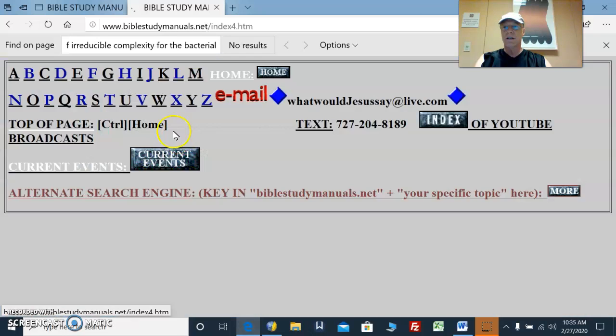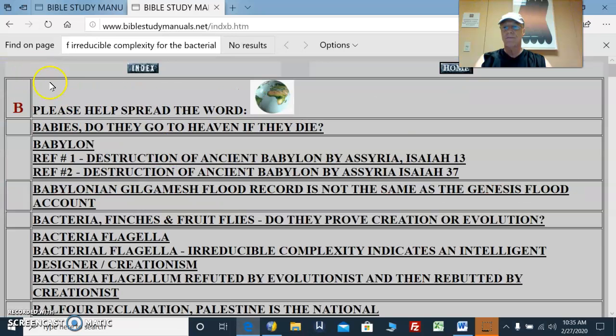Let's take a look. Index B. Bacteria flagellum refuted by evolutionists and then rebutted by creationists. We've done that, and they haven't done anything to actually produce scientific guesswork. It's all guesswork because we can't go back in time, millions and billions of years or whatever time it took, to watch this evolve. We can make some good educated scientific guesses on minutiae about this case, but that's not been done. It's apples and oranges so far.